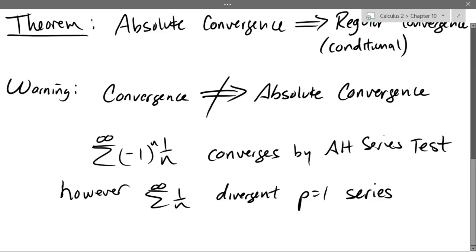My p looks like a rho. There we go. So alternating convergence does not imply absolute convergence. And this is the example: the alternating harmonic series converges, but the absolute, or the regular harmonic series, is not going to converge.